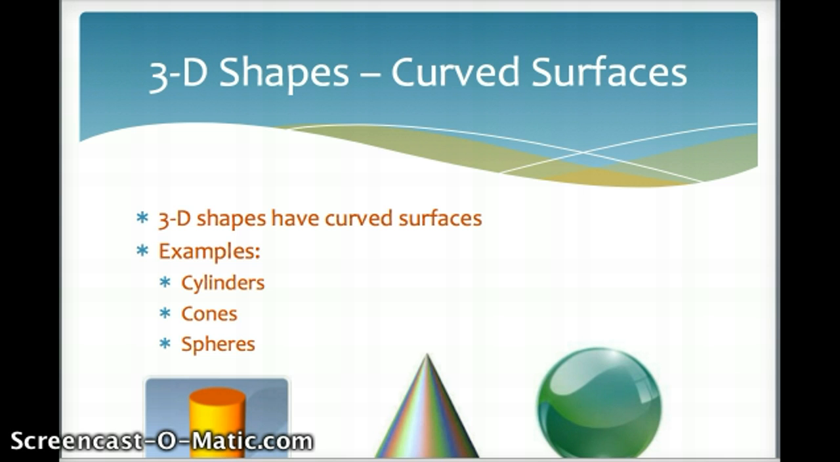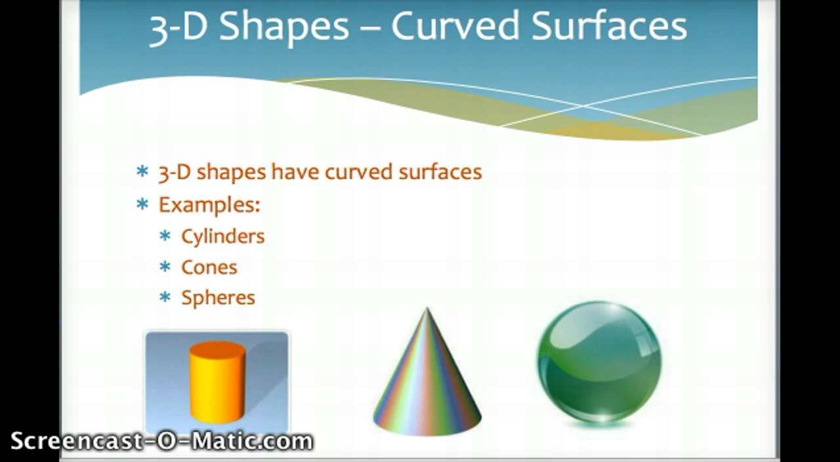So when we talk about 3D shapes, we really talk about curved surfaces. And some examples of that: cylinders have a curved surface, cones have a curved surface, and spheres have a curved surface. So those are all shapes that have a curve on some side of them, and that makes them different than 2D shapes because 2D shapes do not have any curves whatsoever.